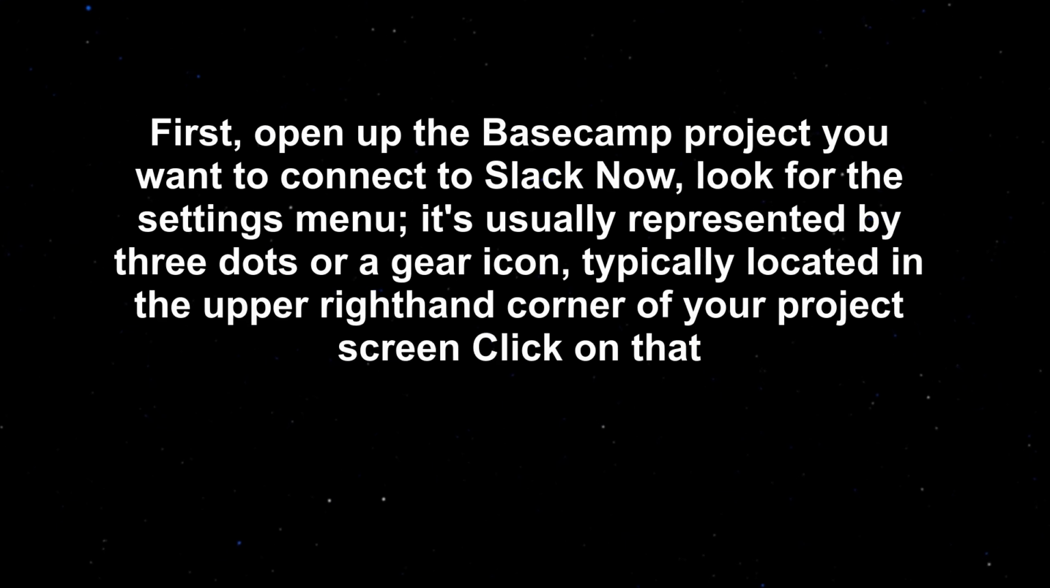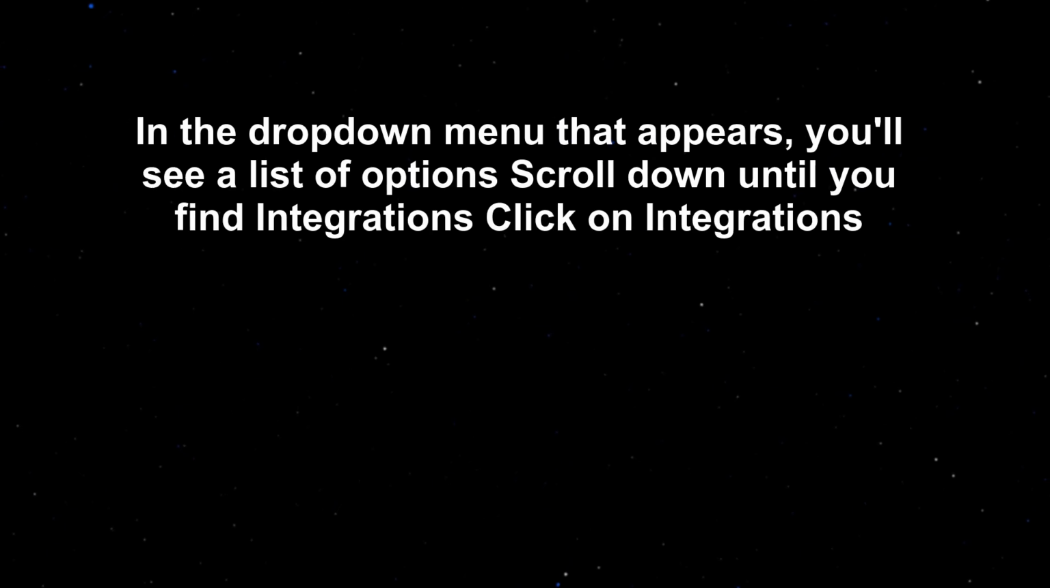First, open up the Basecamp project you want to connect to Slack now. Look for the Settings menu. It's usually represented by 3 dots or a gear icon, typically located in the upper right-hand corner of your project screen. Click on that. In the drop-down menu that appears, you'll see a list of options.